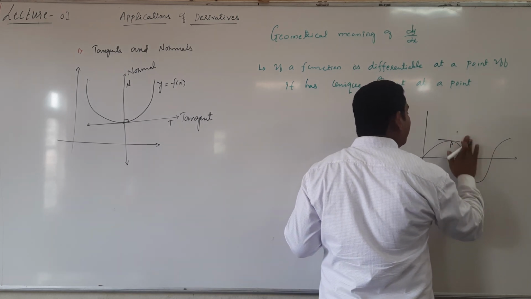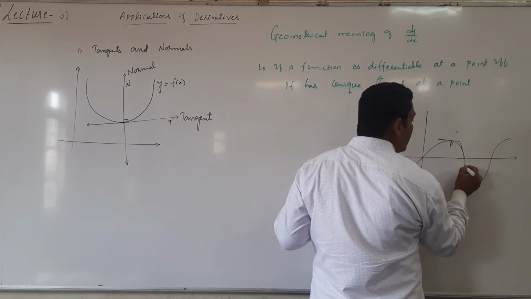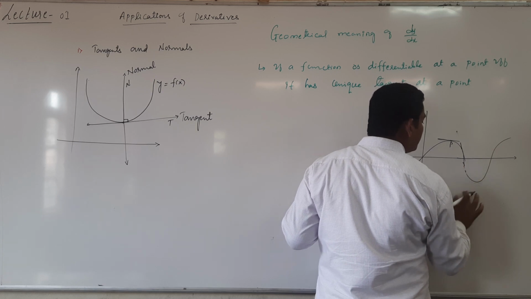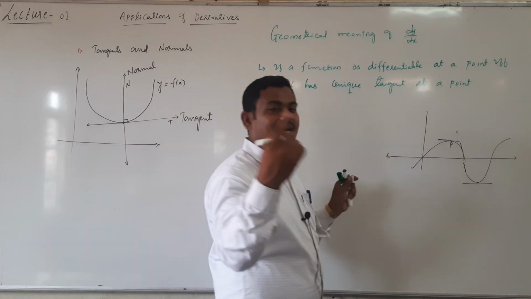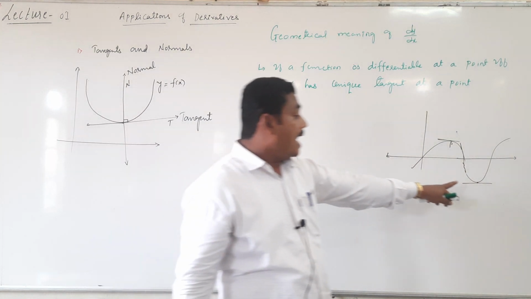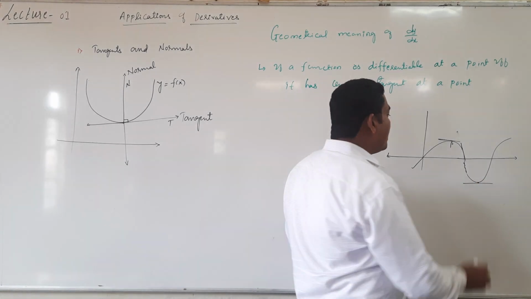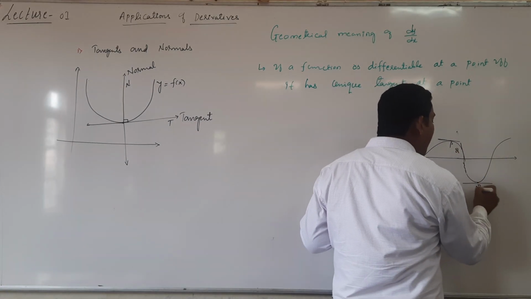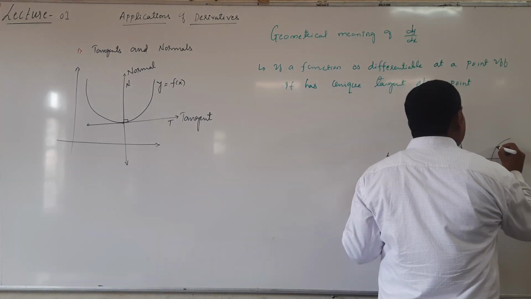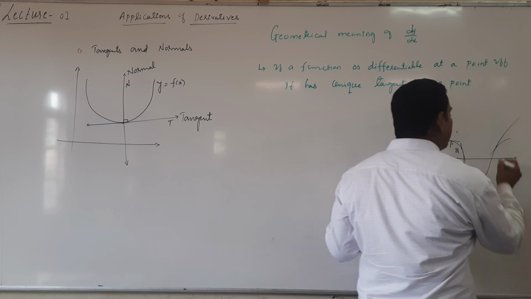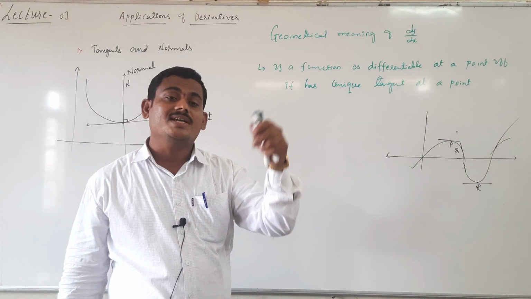But it is a different point. At this point only one tangent is possible. At different points we can draw different tangents. At this point we cannot draw more than one tangent, only PQ. At point R we can draw only one tangent. So only one tangent is possible, then we can say that geometrically it is differentiable.